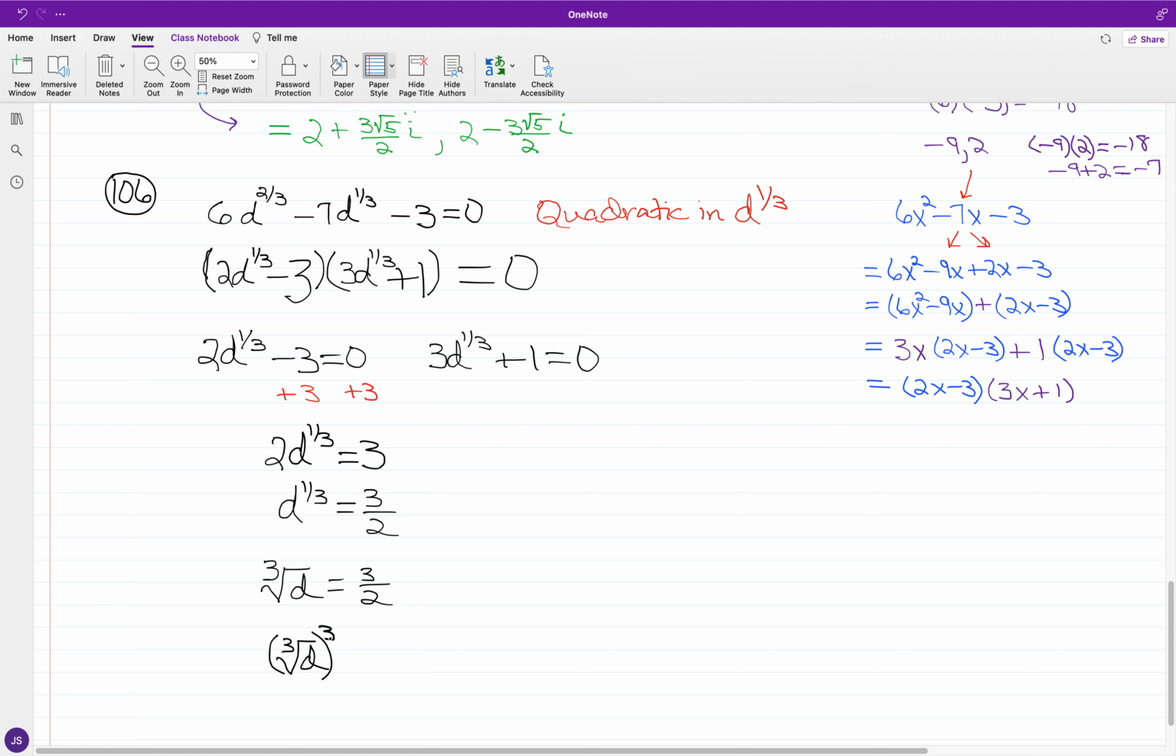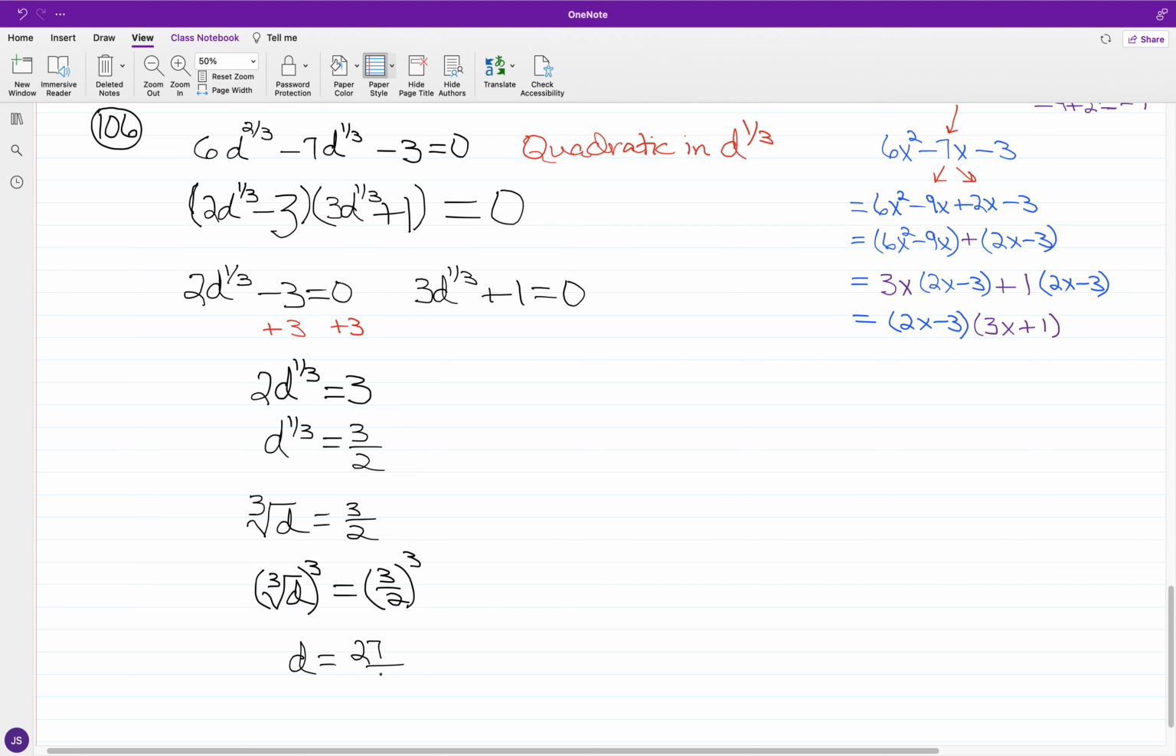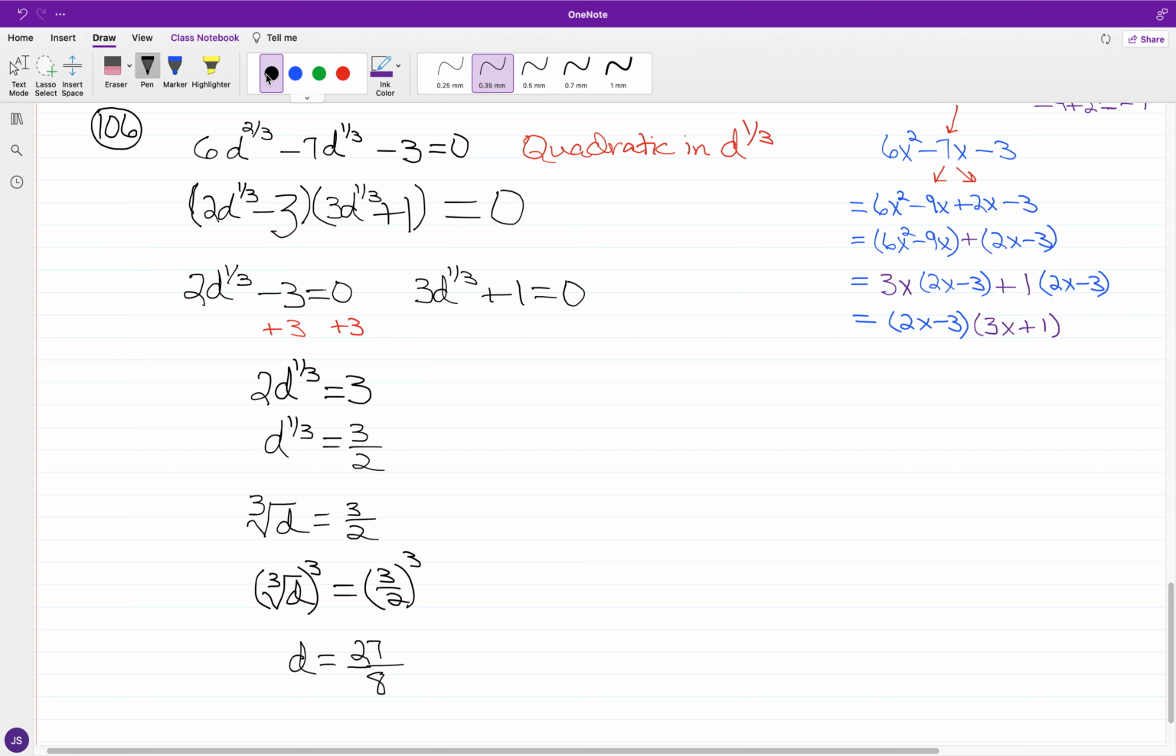Then, cubing both sides, we have for one solution of d, 3 cubed is 27, and 2 cubed is 8, so one solution will be 27/8.